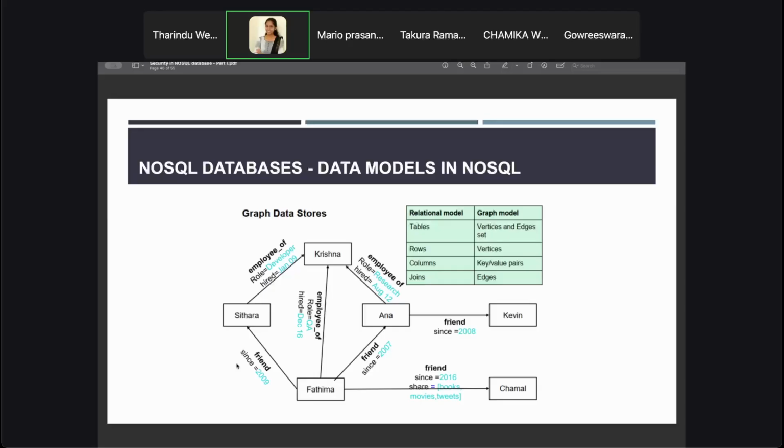So we have studied four types of models, and we have studied different use cases for those four types of models: key value, document, column family, and graph databases. Since we have these different types of data models, you can use them based on your requirement. You don't need to stick to a single particular data model.